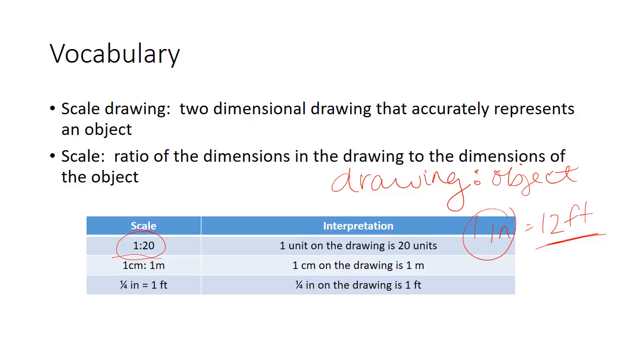Most of the time though, it's going to have a unit with it. So like 1 centimeter is 1 meter in real life. Or you can have it where you have an equal sign rather than a colon, where 1/4 inch in the drawing is equal to 1 foot. Remember the conversion factors, it's okay if you have it that way because that is a ratio and they are equal.